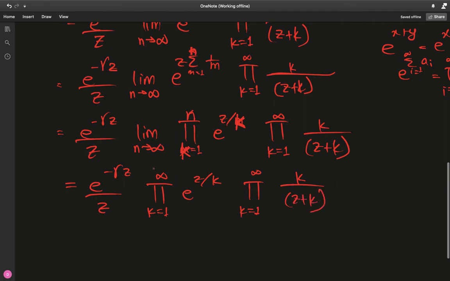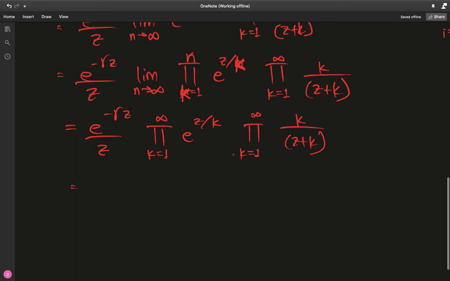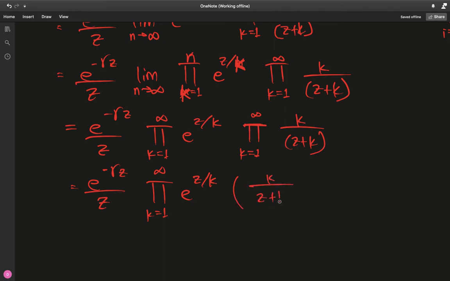So all I've done is apply this limit over here. So this n changes to infinity, and a product of two different products can be taken inside together. So we have e to the minus Euler-Mascheroni constant times z over z, and having a common product from k equals 1 to infinity of e to the z over k times k over z plus k, like this.